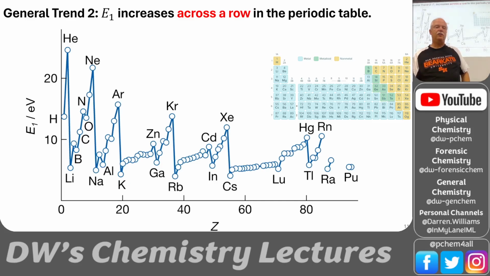So going across the row, these are the rows in the periodic table. Hydrogen to helium, lithium to neon. You see that? So that's the second row right there. Then the third row, sodium to argon. So as we go across the row in the periodic table, it gets harder and harder to ionize that atom.